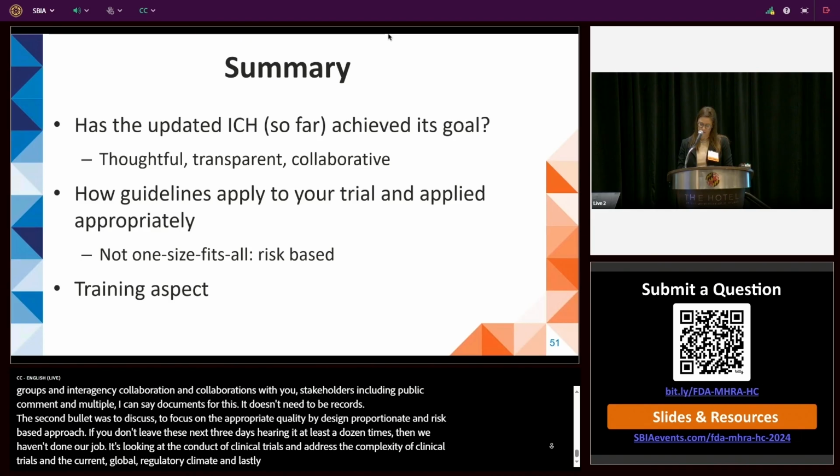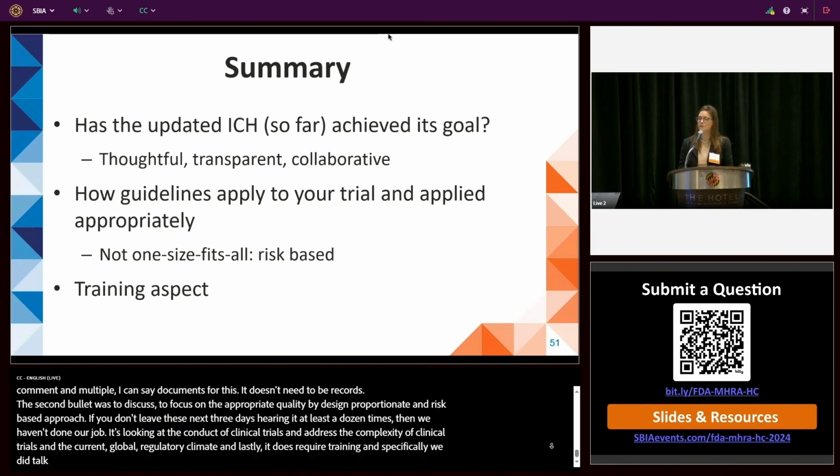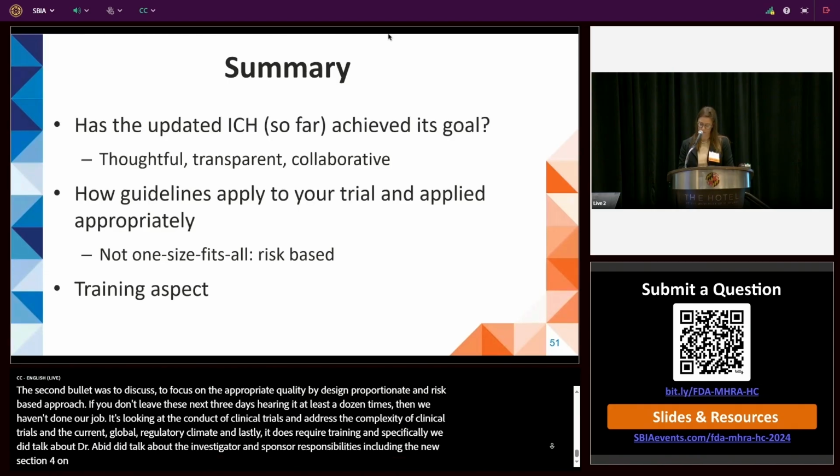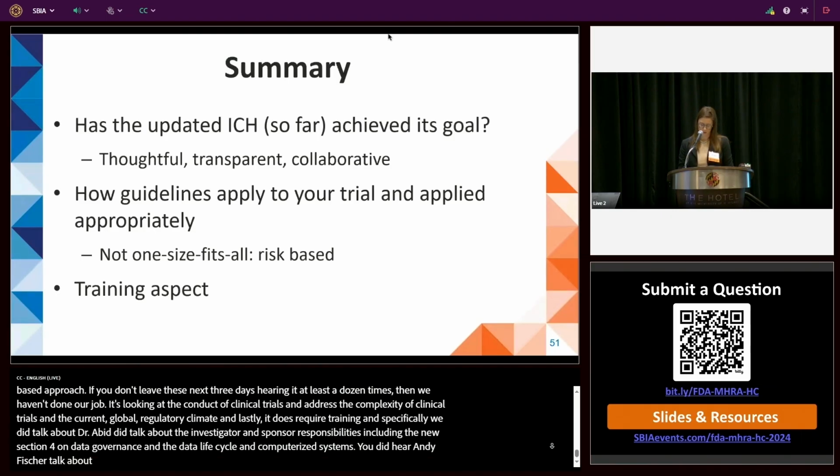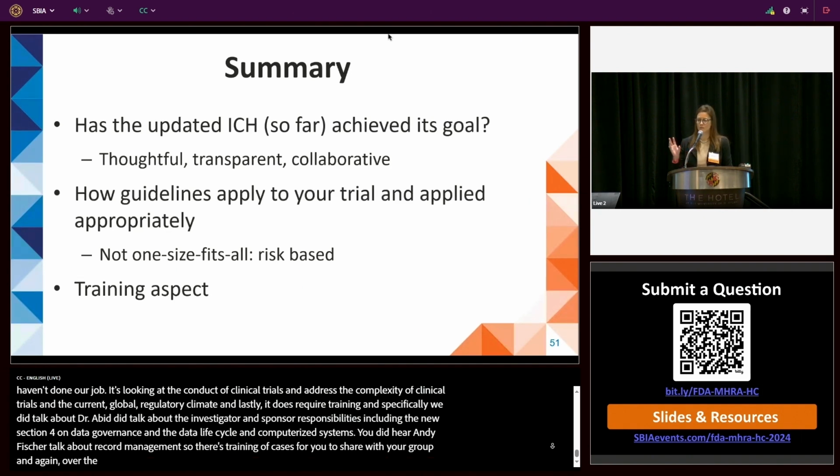And specifically, we did talk about, Dr. Abid did talk about the investigator and sponsor responsibilities, including a new Section 4 on data governance and a data lifecycle and computerized systems. And you did hear Andy Fisher talk about record management. So there'll be some training cases for you to share with your group. And again, over the next 3 days, you should hear more about all of these certain sections, certainly data, Section 4, data governance, and the like.